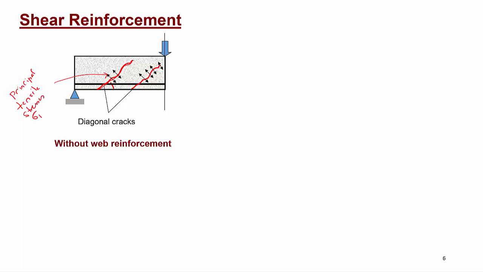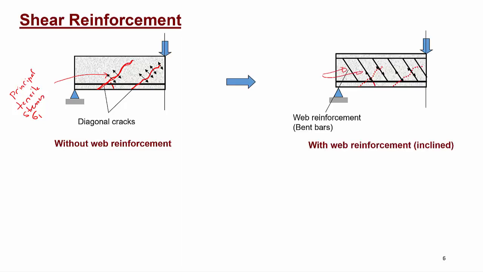These are the principal tensile stresses, denoted by sigma 1. So to take these principal tensile stresses, we have to provide steel along them. One way to do that is to provide inclined bars along the principal tensile stresses, as shown in this figure. These lines represent the steel, the shear reinforcement, and if we provide it at an angle the same as the principal tensile stresses, then it will take all the principal tensile stresses so that the concrete will not crack. The dotted line means the concrete hasn't cracked yet.